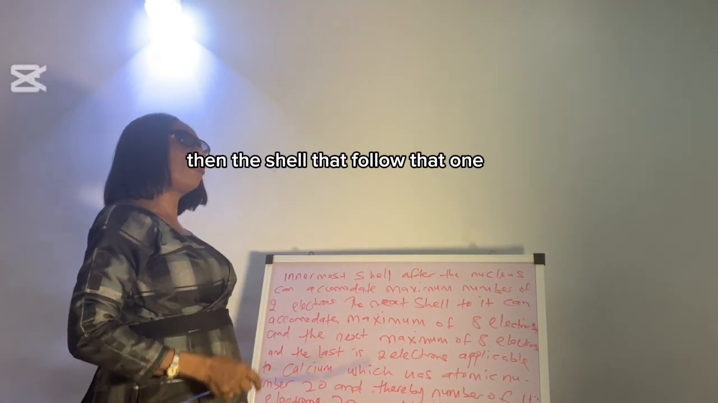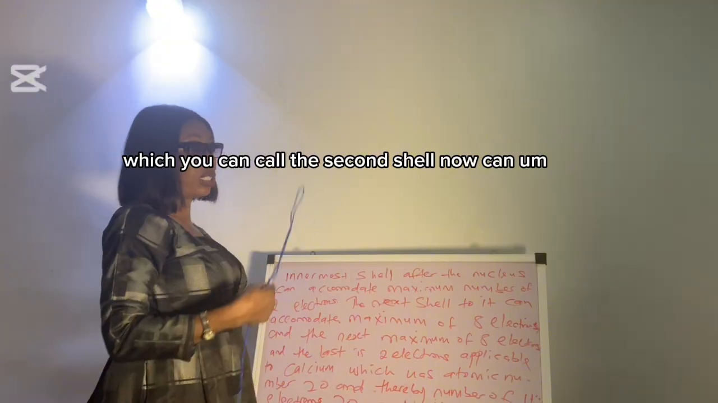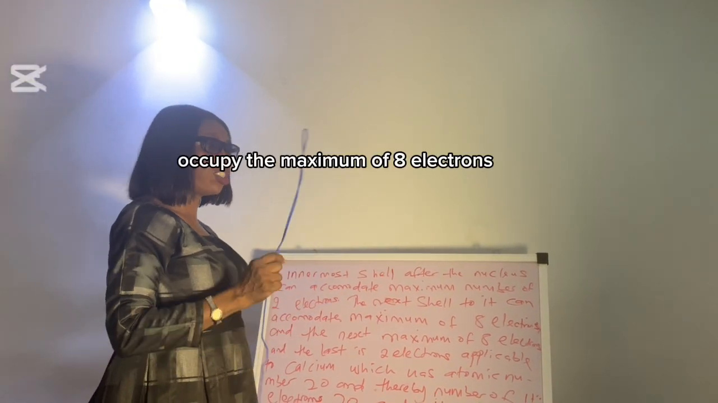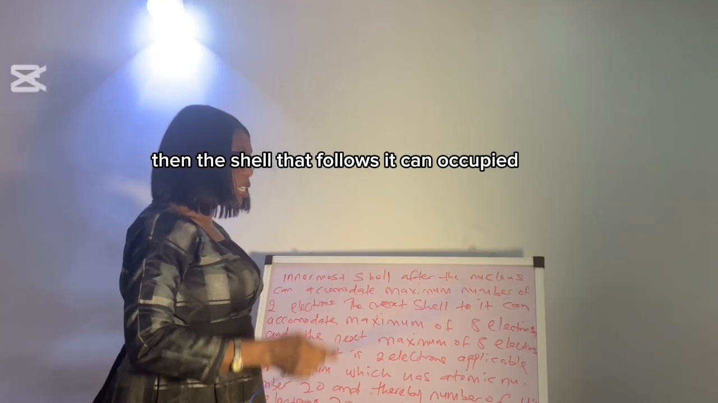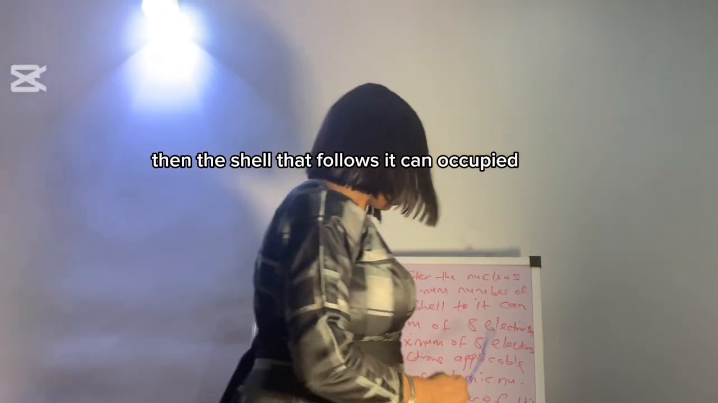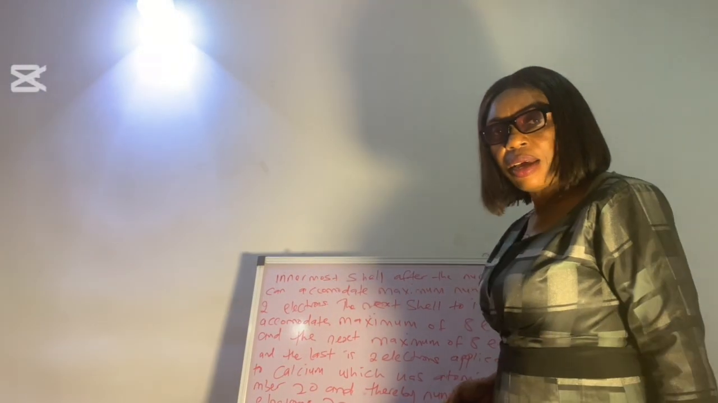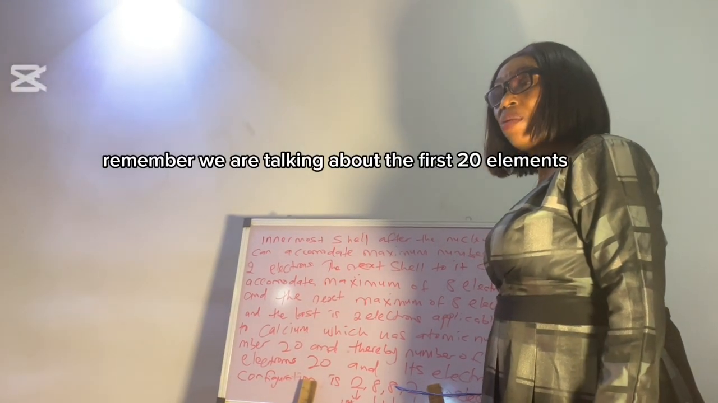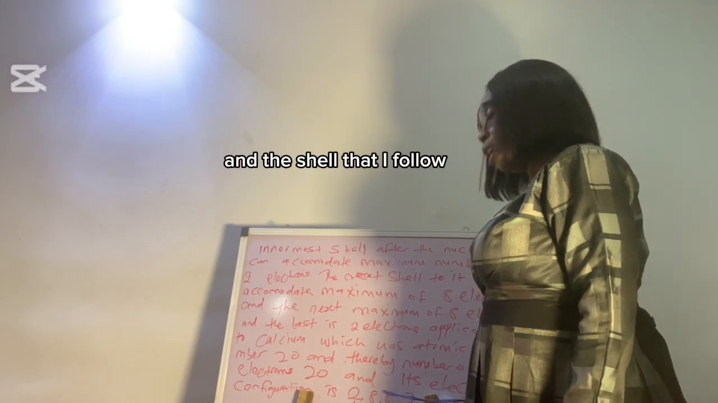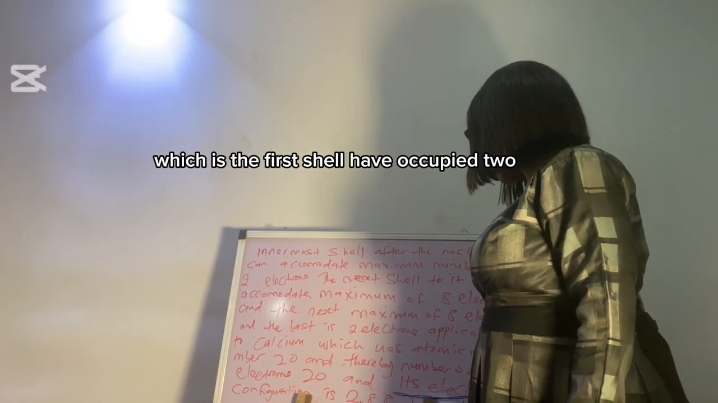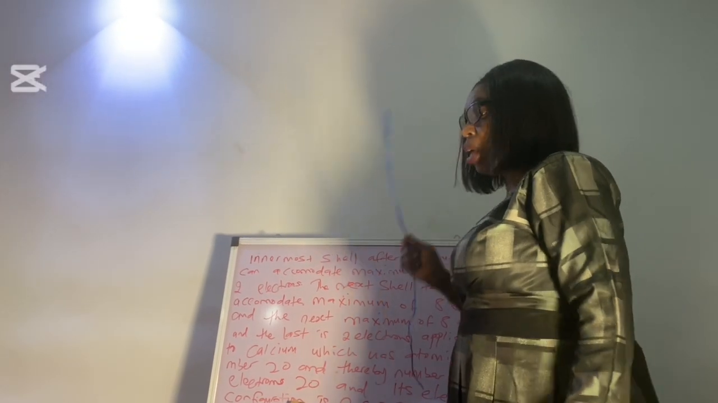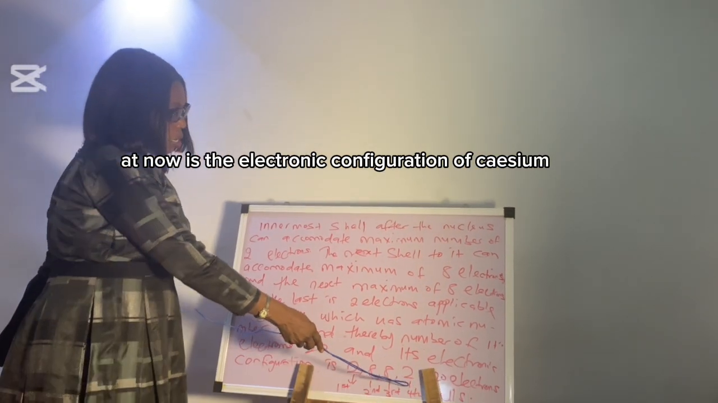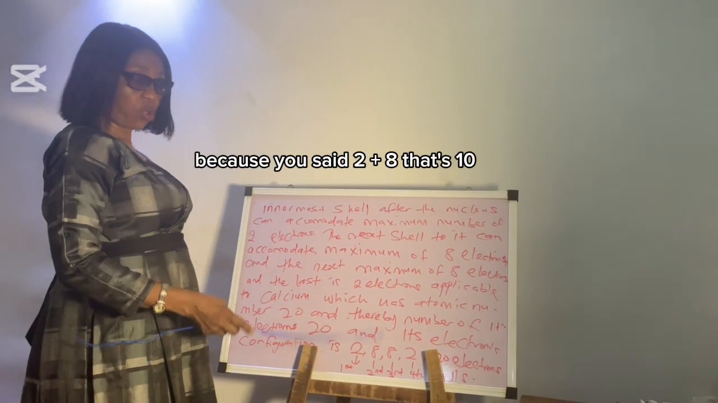Then the shell that follows that one, which you can call the second shell now, can occupy the maximum of 8 electrons. Then the shell that follows it can occupy a maximum of another 8 electrons. Remember, we're talking about the first 20 elements, and the shell that now follows, which is the fourth shell, can occupy 2.